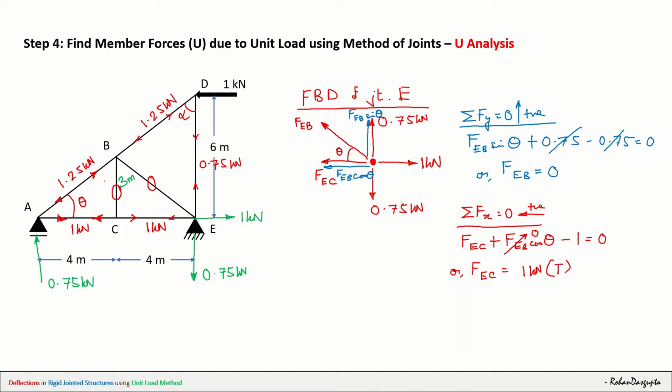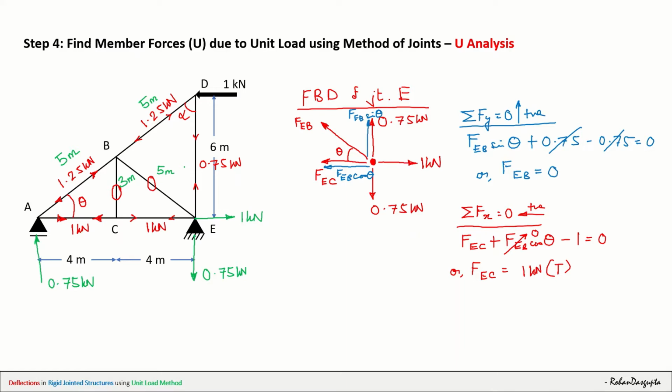Now, by Pythagoras theorem, if AC is 4 meter and CB is 3 meter, so definitely AB will be 5 meter. Similarly, BD will also be 5 meter. You can do this calculation; I'm not going to go too much into detail. And BE is also equal to 5 meter by Pythagoras theorem. Base is 4, height is 3, so the diagonal must be 5 meter.